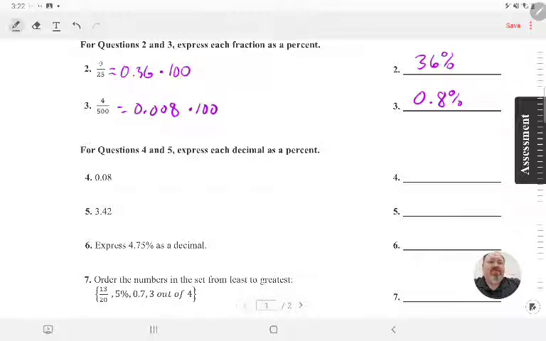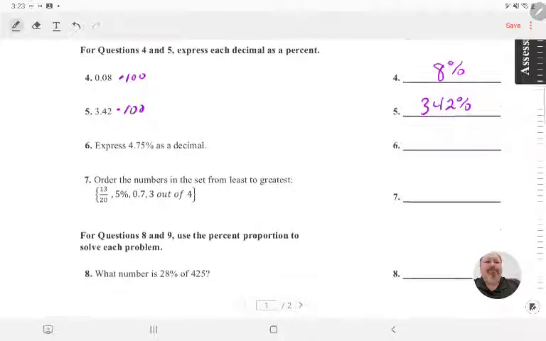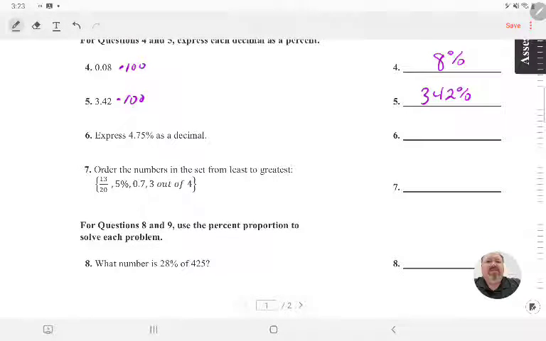Number 4 and 5, we are to express each decimal as a percent. To express that as a percent, I just simply have to multiply it times 100. And 0.08 times 100 is going to give me 8%. 3.42 times 100 is going to give me 342%. Okay?